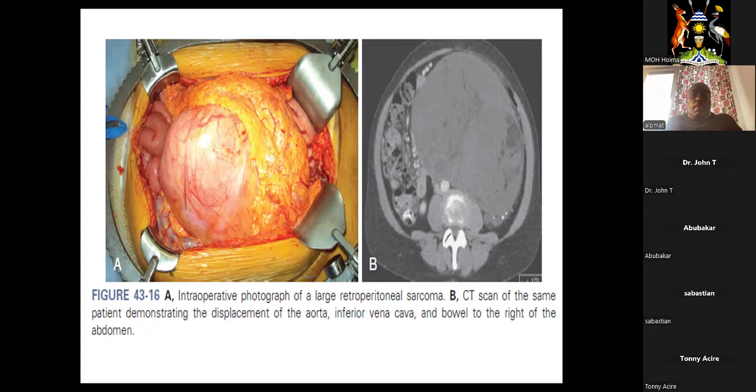So there are two divisions here that you must mark when you talk about the retroperitoneal space. Either you define them as perirenal, anterior pararenal, or posterior pararenal, or you define according to the zones.